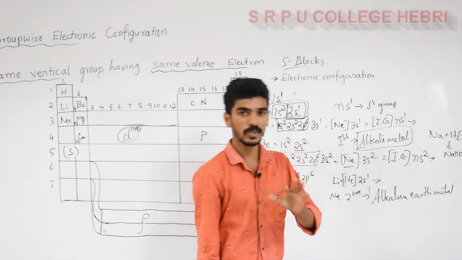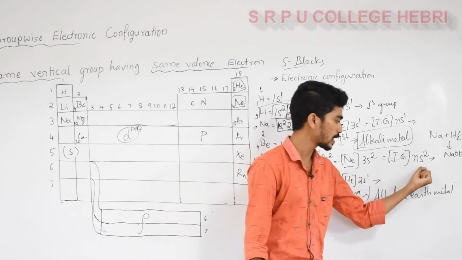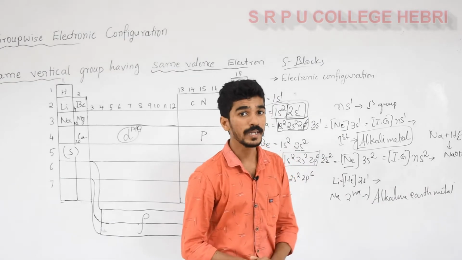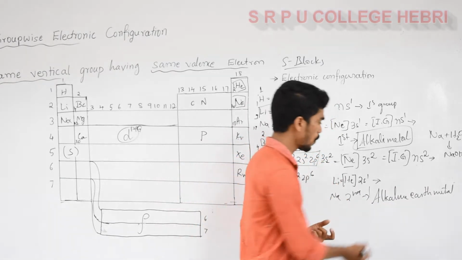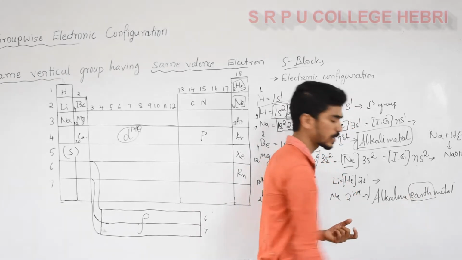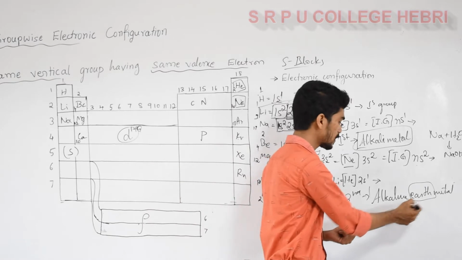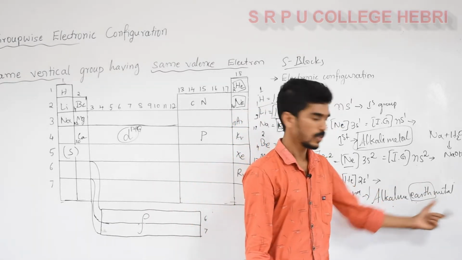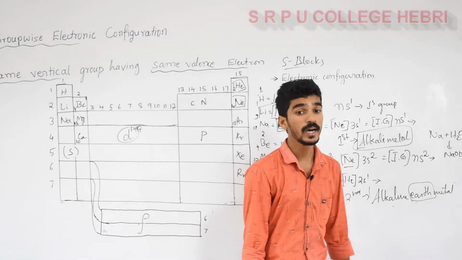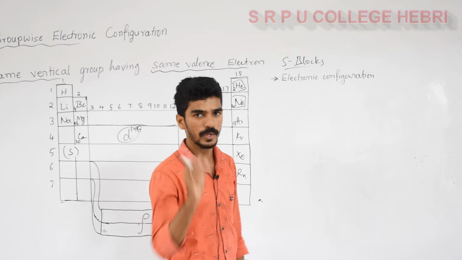Then the second group is whichever ends with ns2, after the inert gas core. Those are called alkaline earth metals. Most of these metals are present in the earth's crust. When these metals react with water, they again produce alkali, so they are called alkaline earth metals. I hope you understood the electronic configuration and the names of the particular groups.